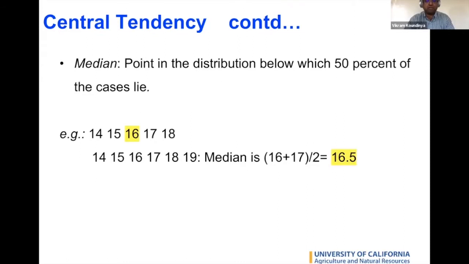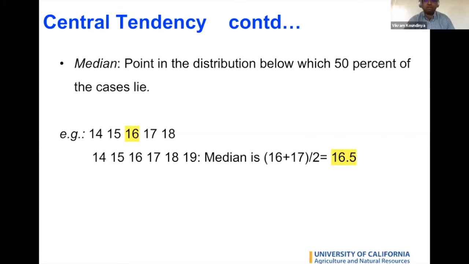The next measure is the median, which is the central point in a distribution below which 50% of the cases would lie. Again, if you take the example of 14, 15, 16, 17, and 18, these can be the data that you get from your surveys. Again, anything like experience, how many years you have been working in ANR, if you want to represent that for the group, this is one of the measures that you can use.